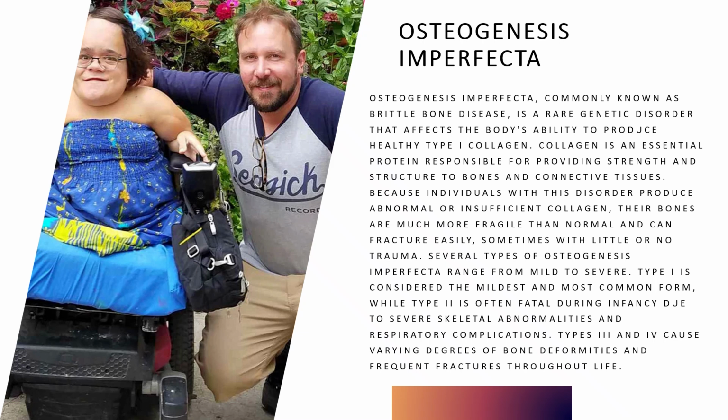Now that we have gone over what a pathology is, the first one we will be diving into is osteogenesis imperfecta. It is a brittle bone disease. That's also another name for it. It's a rare genetic disorder that affects the body's ability to produce collagen. Collagen is a protein that we need to provide strength and structure to our bones and connective tissue. Because individuals lack this collagen, their bones are more frail than the average human.